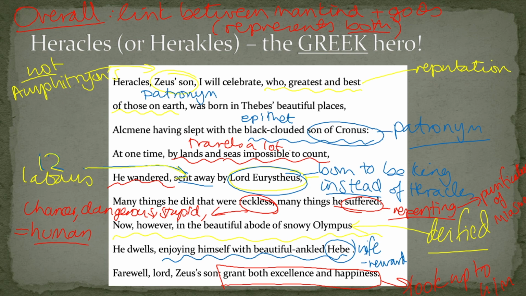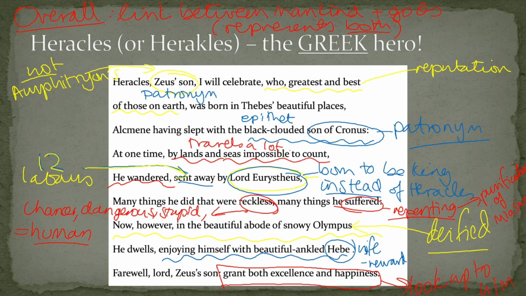Heracles, Zeus's son, not Amphitryon. Son of Zeus is a patronym, means name of the father. It's a commonly used type of epithet, a descriptive bit of text or adjectival bit of text, that describes the person, and a patronym is often used. It's actually where often we've got surnames from, like mine, Jenkinson.